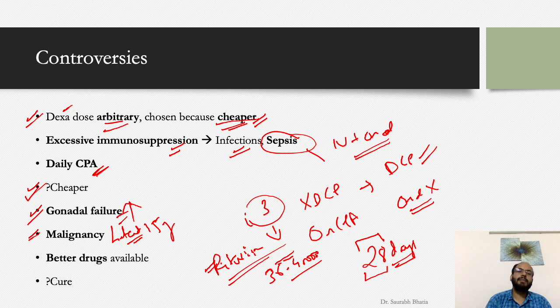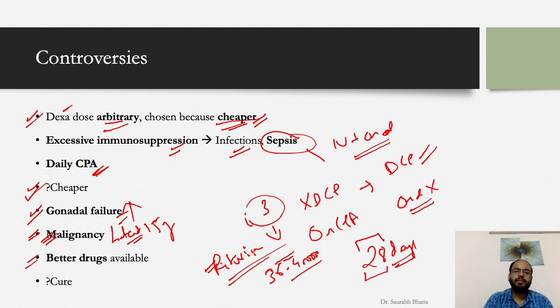So remember that malignancies are significantly associated with prolonged use of cyclophosphamide or high dose use of cyclophosphamide. So it's a better idea to not give DCPs and consider other options like rituximab.